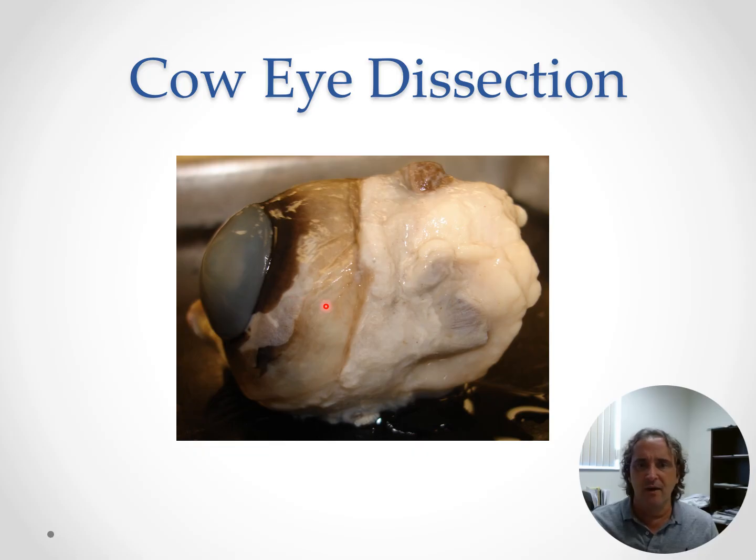We're not going to be doing the cow eye dissection virtually because I don't have a video for it, but really all you're looking for is what does the lens look like? What does the retina look like? Trying to cut through the sclera and the muscles, that's kind of what you're looking at when you're doing this type of dissection in the lab.